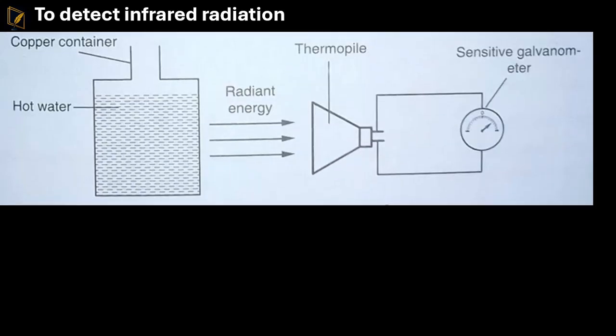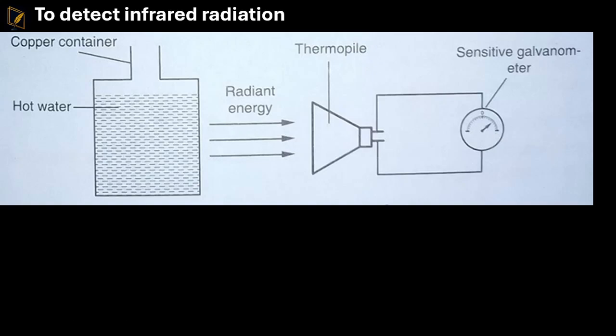So this is the example, having the copper container with the hot water. As we say, radiations travel in a medium. So right now they are traveling in a medium, in this case air, and having a thermopile connected to a sensitive galvanometer. A galvanometer is an instrument that is used to detect small changes of current.